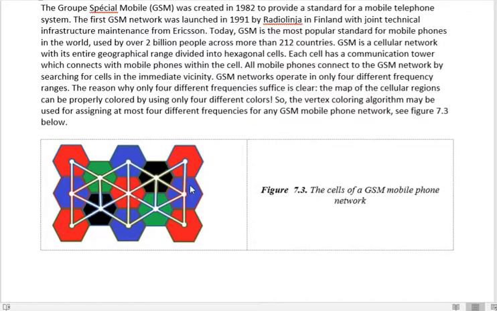In a mobile phone network, that means they only need 4 different frequencies. The frequency for this red tower is the same as the frequency for this red tower, and this red tower, and so forth. So you're going to use the same frequency in any one of those. But if you're in this area, even though you're using the same frequency as that area, you're going to use this tower because that's the one close to you.